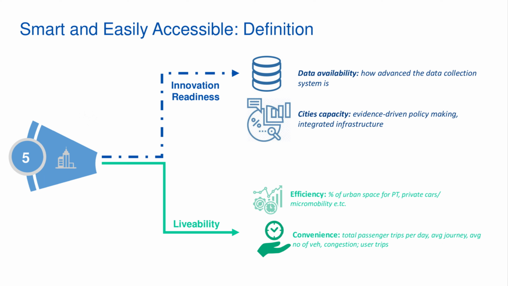In relation to the livability performance of a mobility system, these are the levels of efficiency of a mobility system by identifying the allocation of the public space among the different modes of transport, and the levels of convenience, which describes the service levels of the mobility solutions.